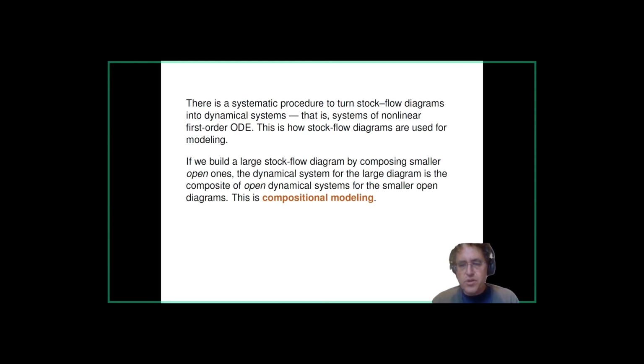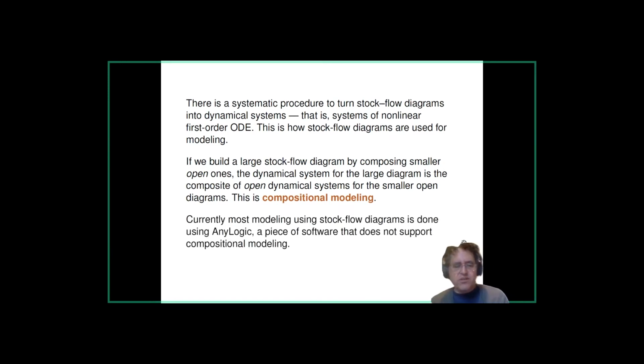Now, what's new about what we're doing is compositional modeling. So the idea of compositional modeling is that very often you'd like to build a large stock-flow diagram by composing, or sticking together, a lot of smaller open ones, just like we built an open graph by sticking together two open graphs. And it turns out that when you do this, the dynamical system for the large diagram can be described as a kind of composite of open dynamical systems for the smaller open diagrams. So in fact, we will see that the math that I described earlier is exactly what we need for this.